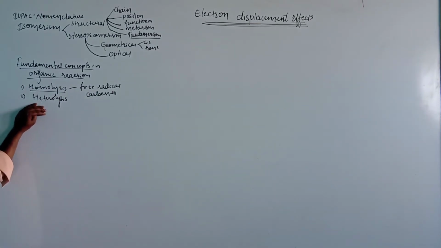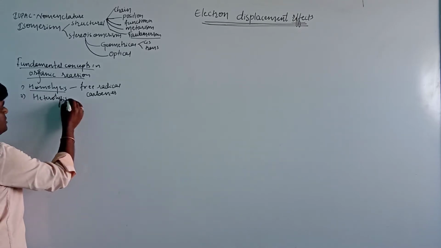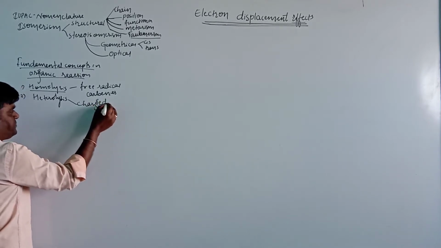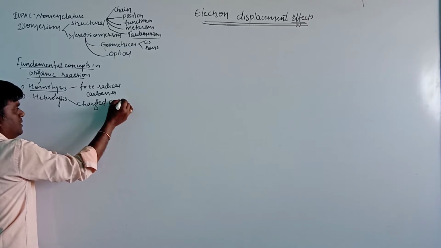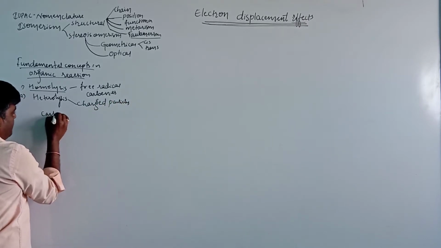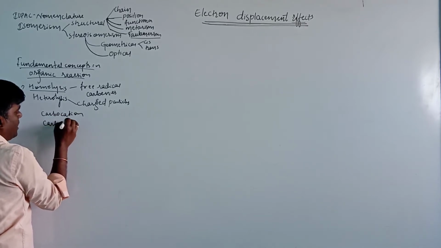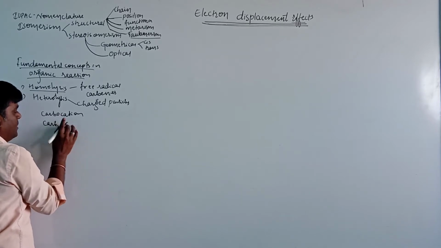Heterolysis means unsymmetrical cleavage or breakdown of a covalent bond to form charged particles. In heterolysis, the electrons are distributed unequally between the species, forming charged particles. These charged particles may be a carbocation and a carbanion.